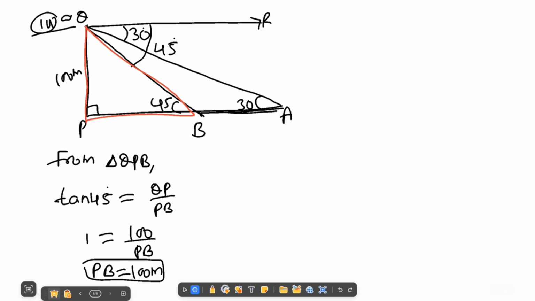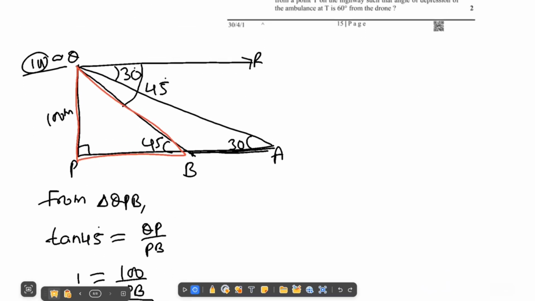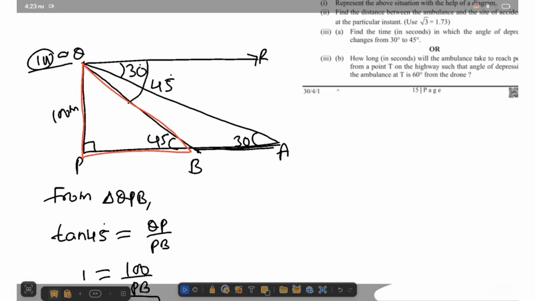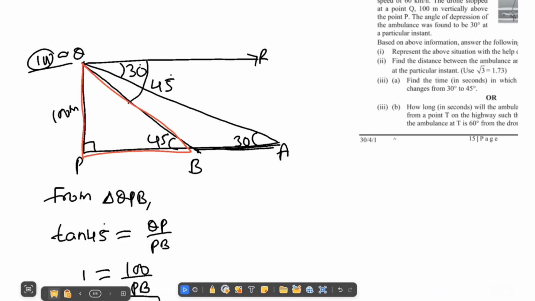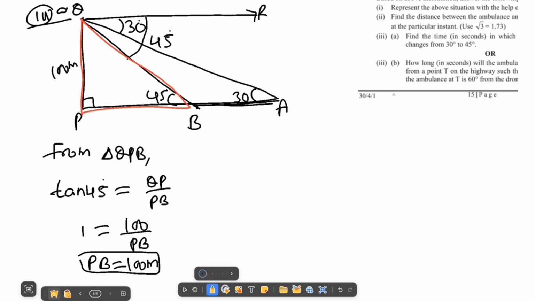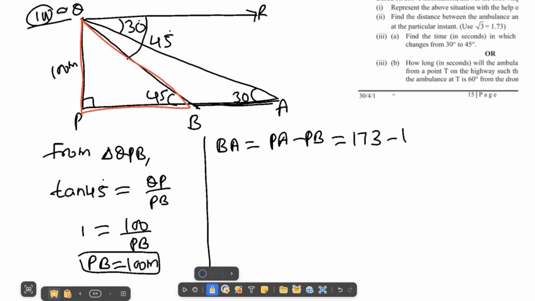So if PB is 100 meters, yes. So if you want BA, how do you get BA? PA distance minus PB distance, right? So already PA distance is 173 meters, PB distance is 100 meters. Now it is equal to 73 meters.